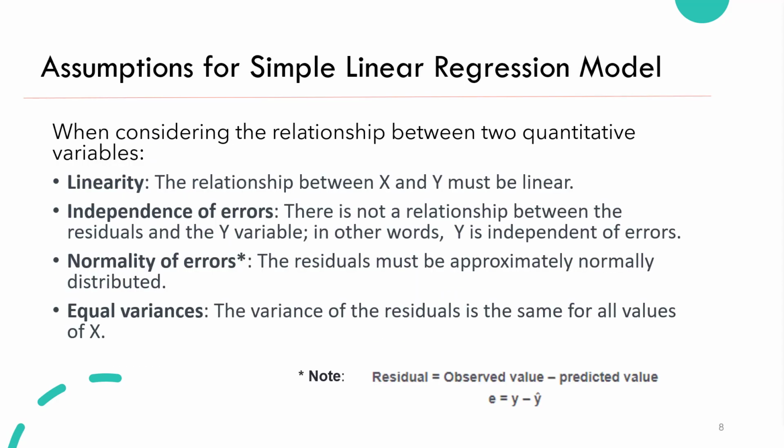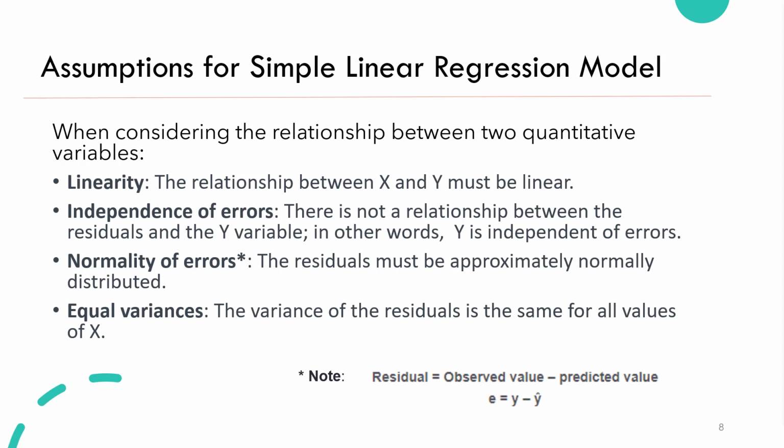Now let's look at the assumptions for the simple linear regression model. When you consider the relationship between two quantitative variables, the first assumption is linearity. That is the relationship between variable x and y has to be linear. To check this assumption, you need to plot x and y on a scatter plot and see if there is a linear relation.